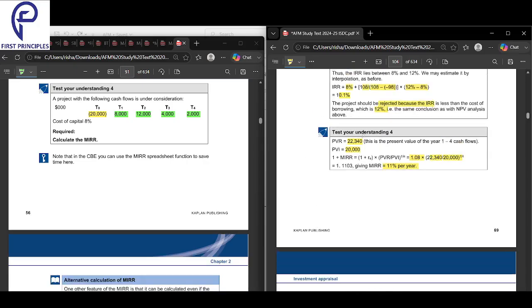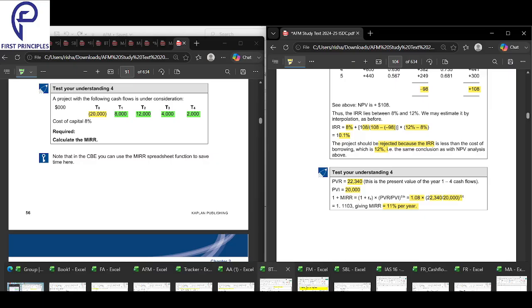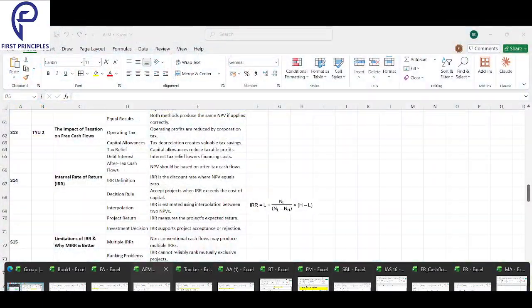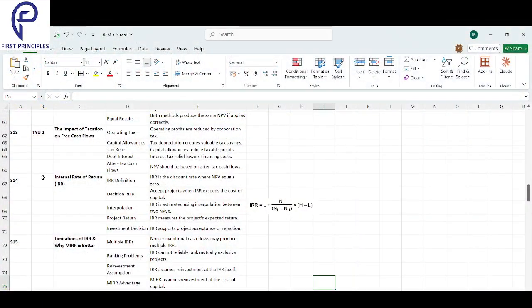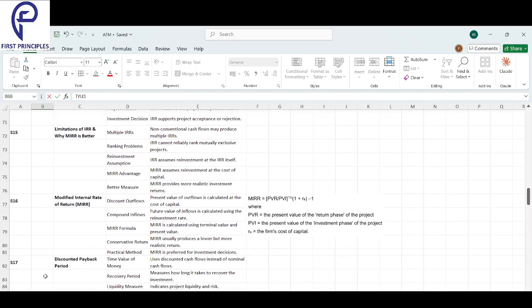And your TYU 4 is based on this, TYU 3 is based on this. So as you revise the topic, simultaneously revise these TYUs immediately as you revise them. There will be a more wholesome revision of that. Your TYU is based on interpolation. Your TYU 3 is on this, and your TYU 4 is on this.